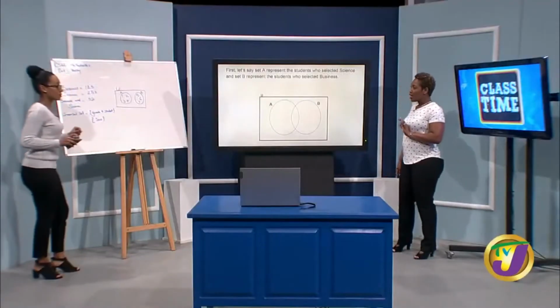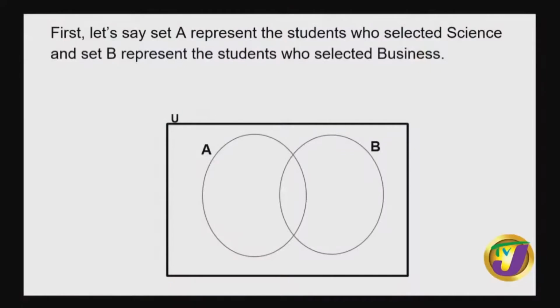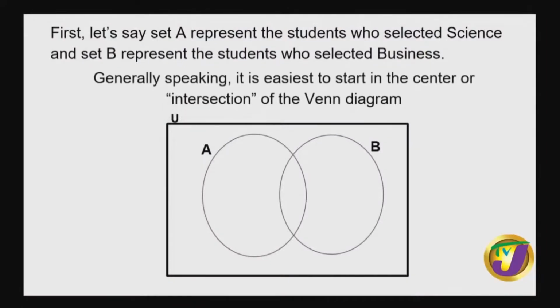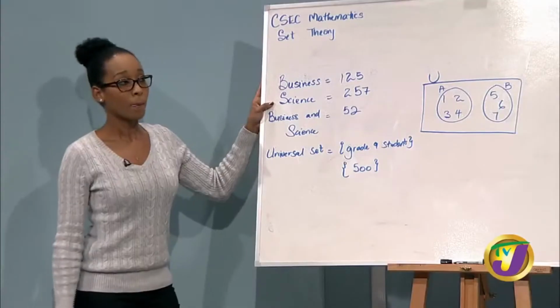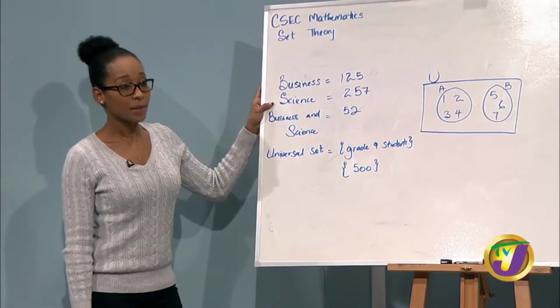Okay. So what can we do? We're going to start with the intersection first. Sometimes it seems like the easiest way when we're drawing our Venn diagram. Makes sense. So let's start there. 52 in the intersection. So what if we want to look at A now? Remember, set A would have been science. So set A is science. So tell me now, set B represents what?